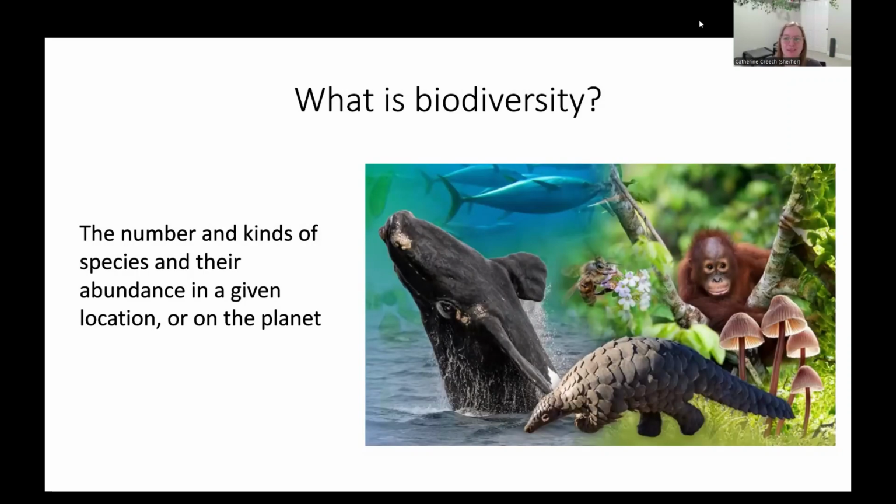Today we're going to talk about biodiversity. What is biodiversity? Biodiversity is who lives there, how many species live there, what kind of abundance do they have, where are they found, and how do they interact? So that is biodiversity. We can measure biodiversity in a number of different ways.